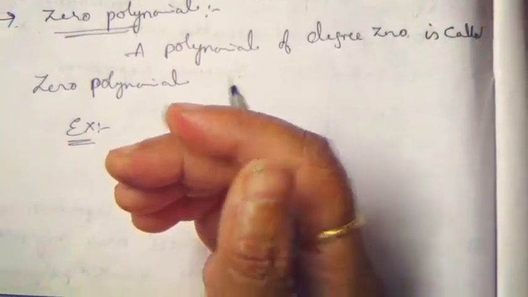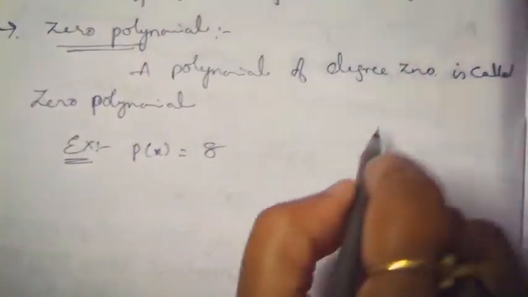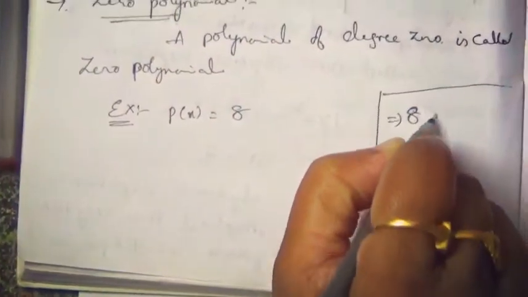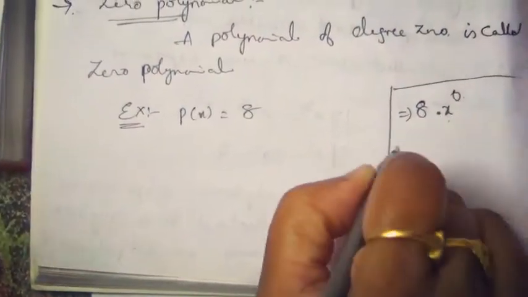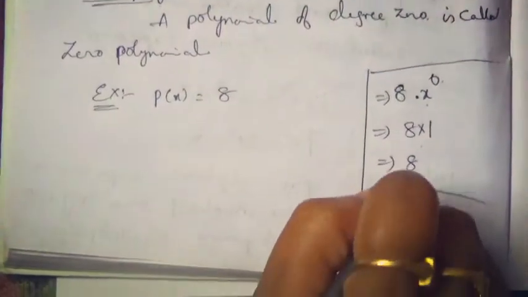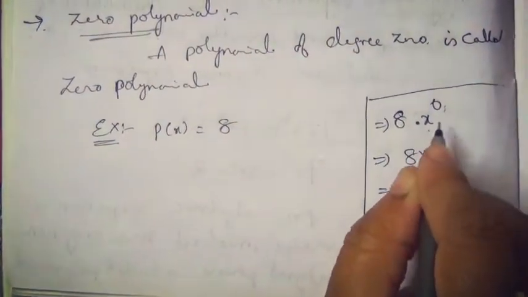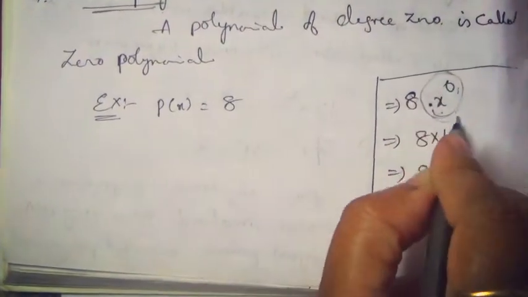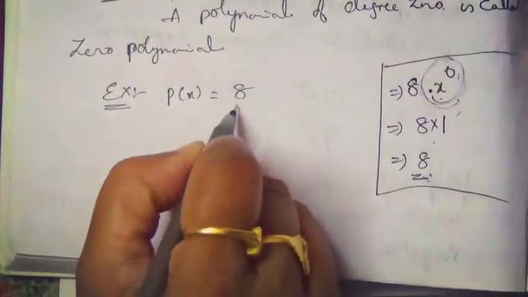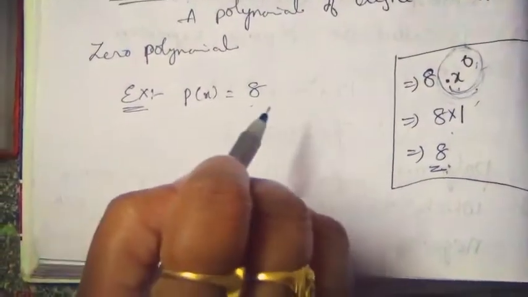For which algebraic expressions do we have power 0? For a constant term. For a constant, if p of x is equal to 8, just assume that it is 8 into x to the power of 0. Anything to the power of 0 is 1, so 8 into 1 is equal to 8. For a constant term, we have degree 0. It is just your imagination. You just assume that for a constant term there is x to the power of 0. For a constant term we say the degree is 0.